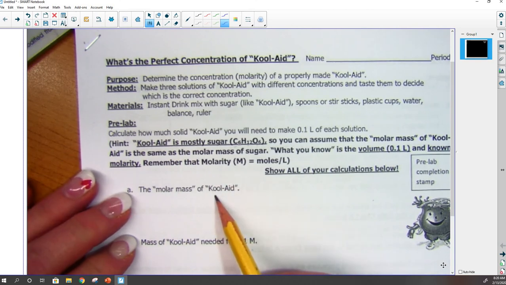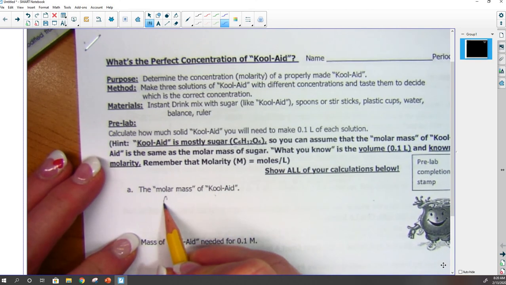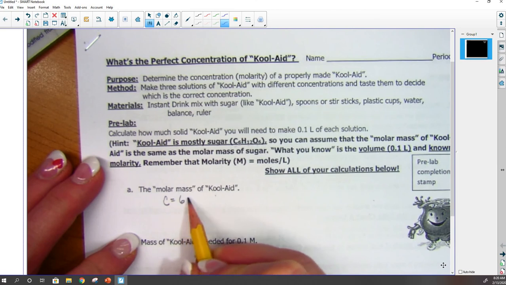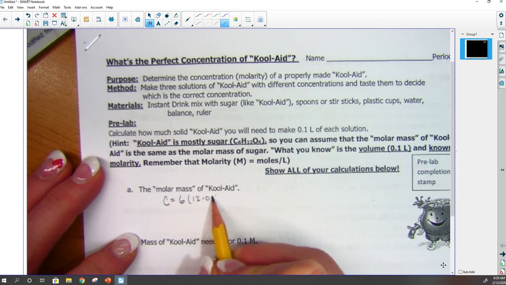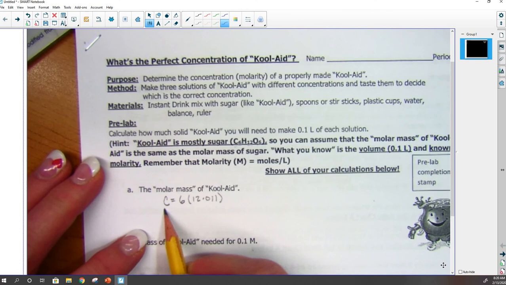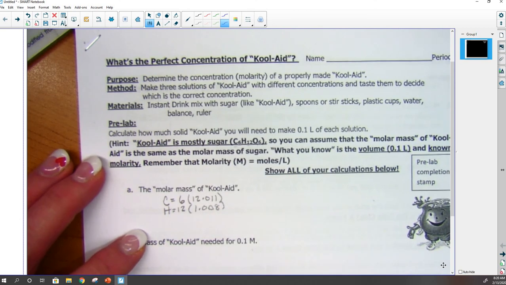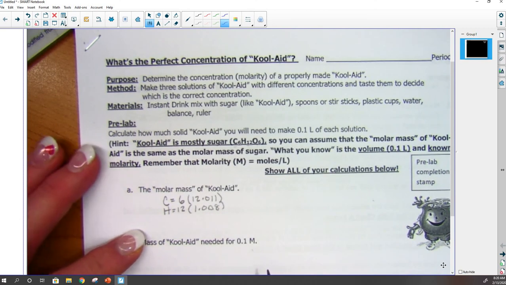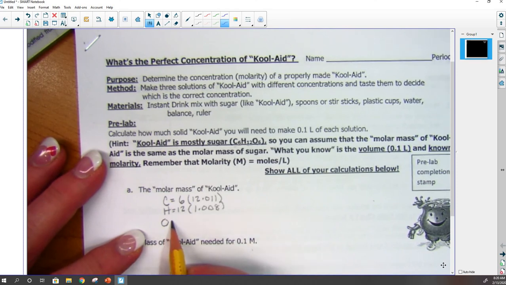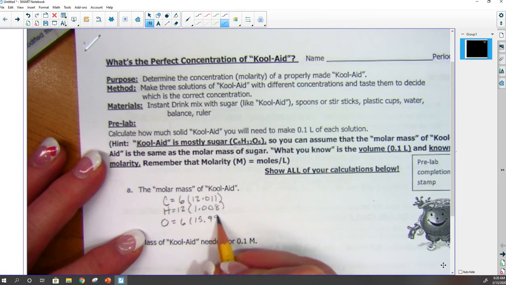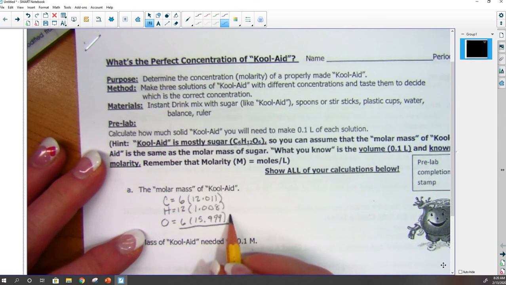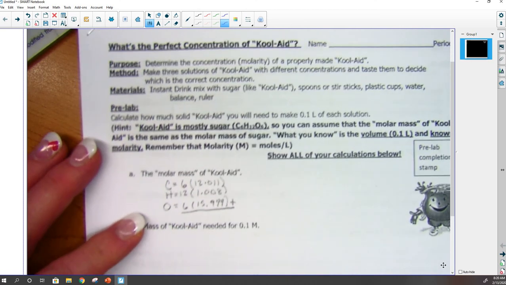So the first thing we're going to do right here is take carbon, and we're going to take 6 times 12.011. We're going to take hydrogen, 12 times 1.008. You guys following me, Sean? Braden? Okay. Sorry. And then oxygen, we're going to have 6 times 15.999. Would you add that up, check with a neighbor, and see if they got the same answer that you did?